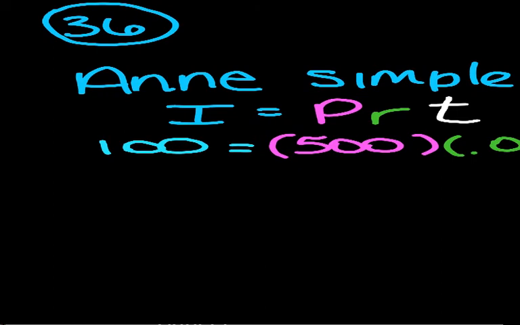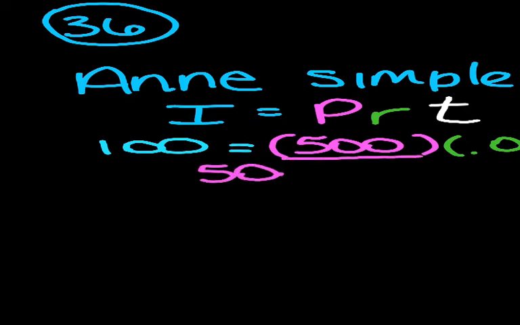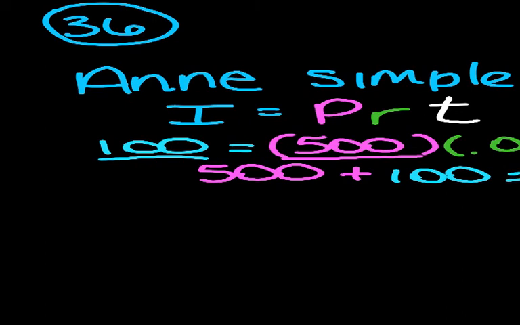The question is asking how much money is in the account. So what you want to do is add the 500, which is what she started with, plus how much interest grew. And that's going to tell you how much is in the account after these 4 years.